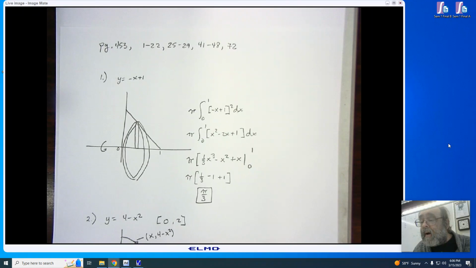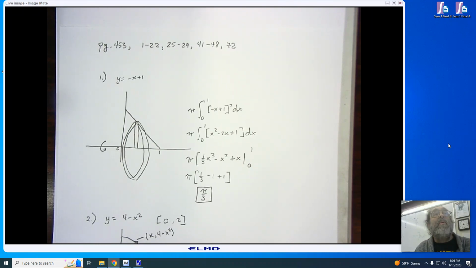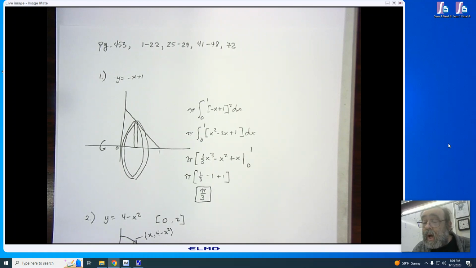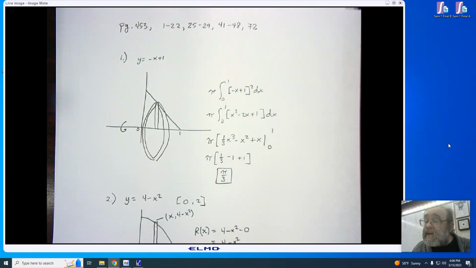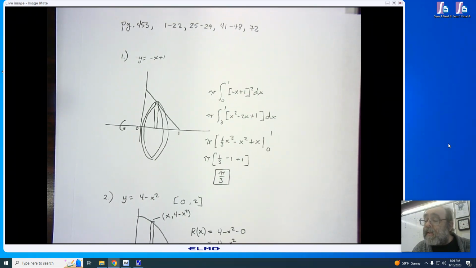We are now going into part 2 of our classwork, assignment number 12. Assignment number 12 is found on page 453, and we're looking at numbers 1 through 22. I already did numbers 1 through 10 in the previous video. We're going to take a look at numbers 11 through 22 in this video, and then I will go to part C, do 25 through 29, and then 41 through 48, and then 72. So just be aware this is part 2, and we are starting with number 11.